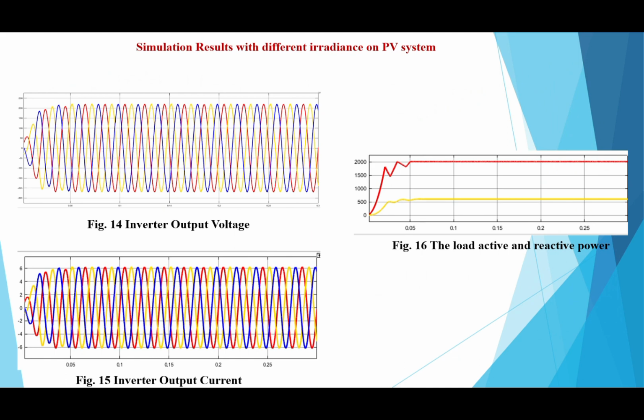These are the simulation results with different irradiance on the PV system. Inverter output voltage. We can get sinusoidal waveforms in the inverter output voltage. And the output current is also the same, because it is thicker as the variation in current is very high. The main purpose of the sinusoidal waveforms is that this is AC, the DC voltage is converted to AC, so we get these sinusoidal waveforms.